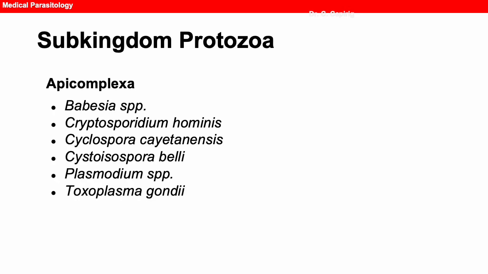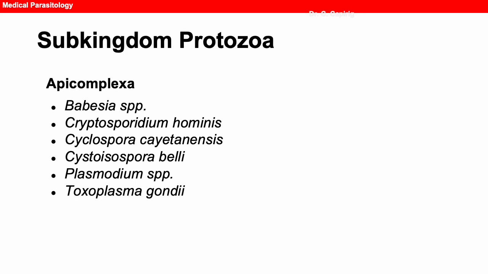For the phylum Apicomplexa, we have the following organisms. We have the Babesia causing babesiosis, Cryptosporidium hominis causes cryptosporidiasis, Cyclospora cayetanensis causes cyclosporiasis, Cystoisospora belli, which causes cystoisosporiasis. For Plasmodium species, we have malaria, and Toxoplasma gondii.